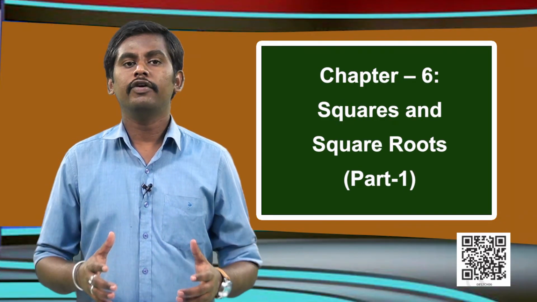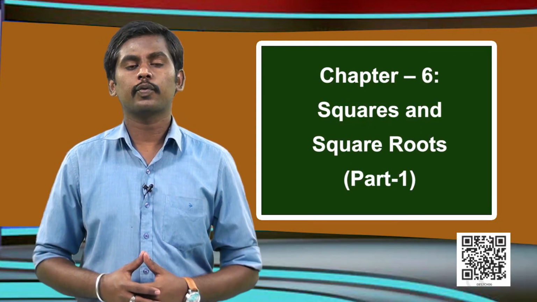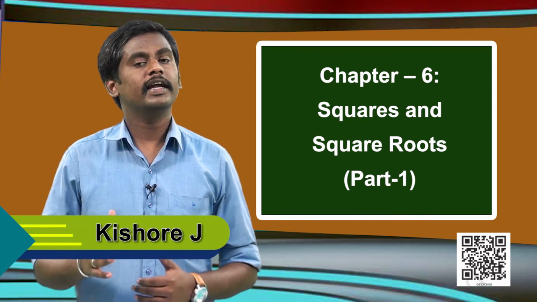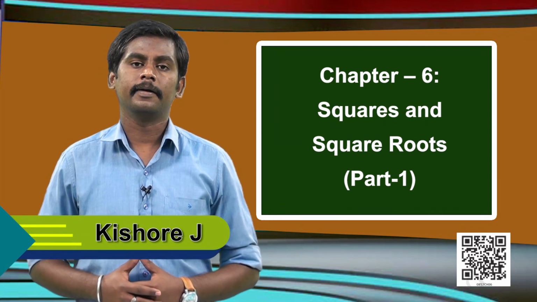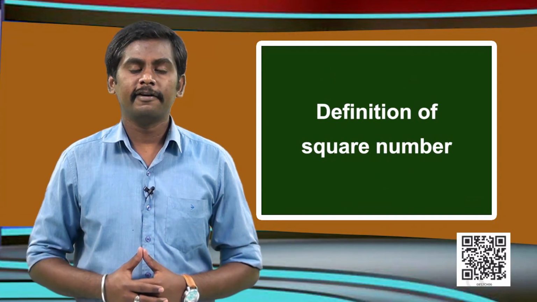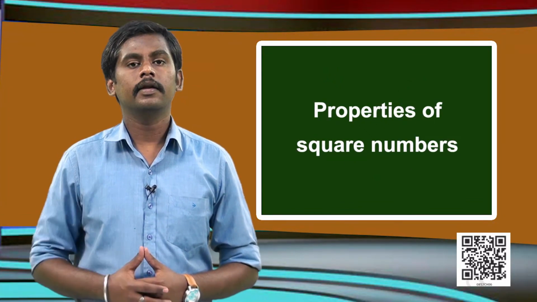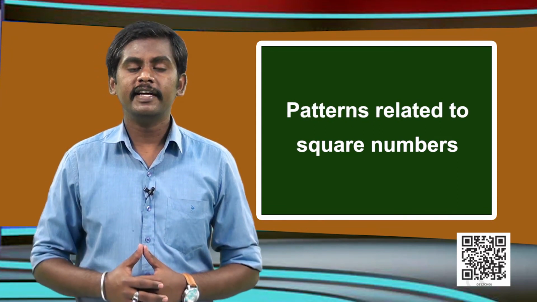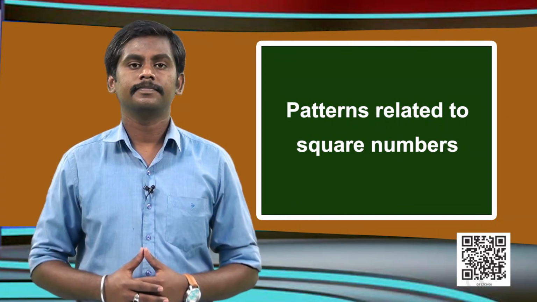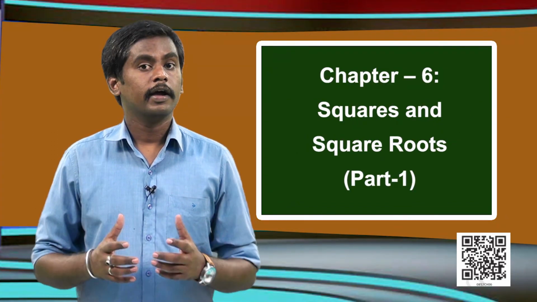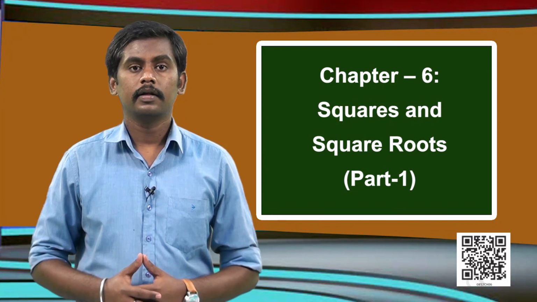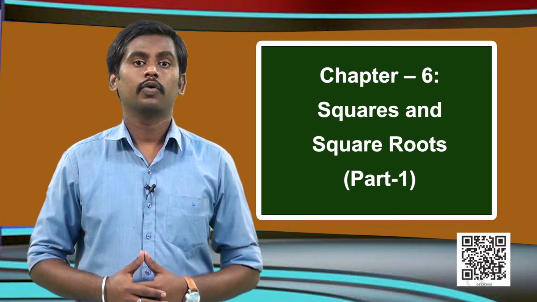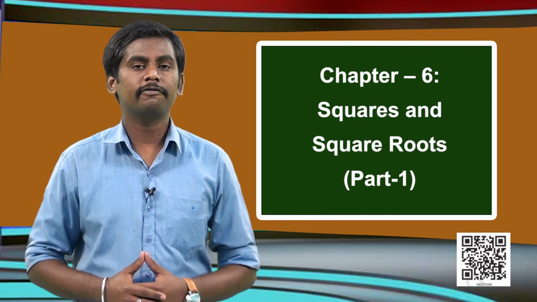Students, thus we found various patterns related to square numbers. So, here we end the class. Before we wind up, let's try to recollect what all things we had learned today. We started our class with the definition of square number and then moved on to the properties of square numbers. We have also learned various patterns related to square numbers. But wait, we need to answer a question, that is, how do we find a square of a given number? Well, we will answer this question in our next class.